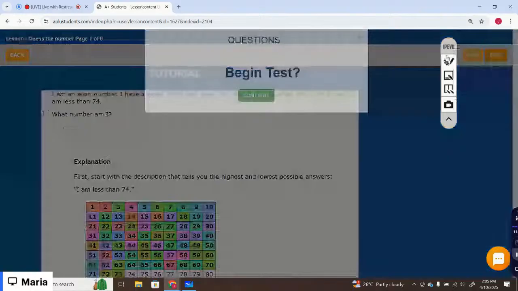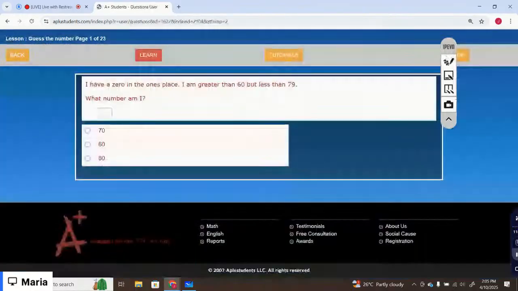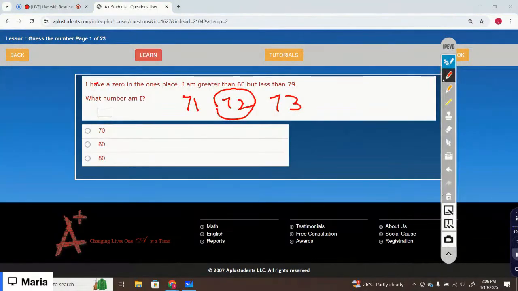Let's just start with the next one. I have a 0 in the ones place. I am greater than 60 but less than 79. What number am I? So 0 at the ones place, greater than 60 but less than 79.